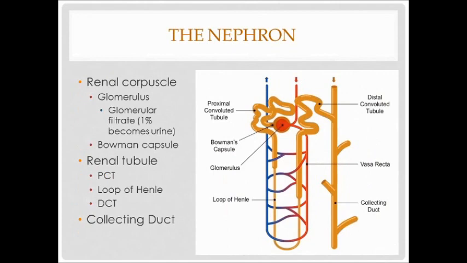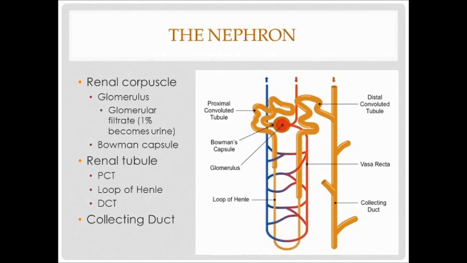The nephron is the microscopic anatomy of the kidney. So this is on a very microscopic level. There are tons of nephrons within each kidney. The nephron consists of a renal corpuscle, a renal tubule, and a collecting duct. The renal corpuscle is composed of the glomerulus and the Bowman's capsule. The glomerulus and the Bowman's capsule together function as our main filtering mechanism in the nephron.